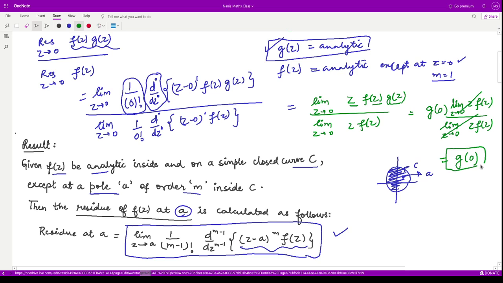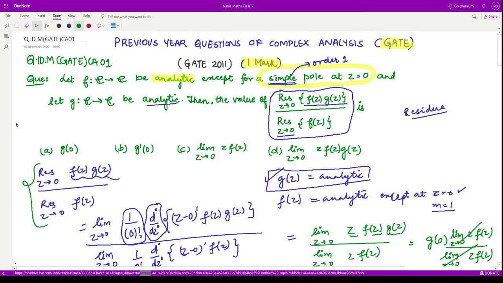So our final answer, while evaluating this whole expression, turns out to be g(0). So this is our answer. So here option A is the correct option.